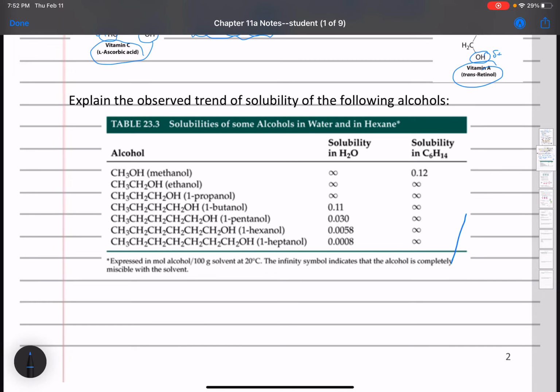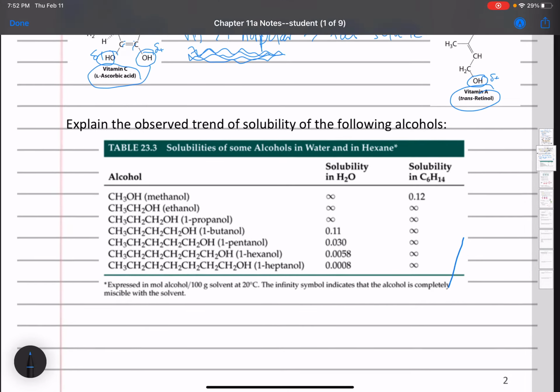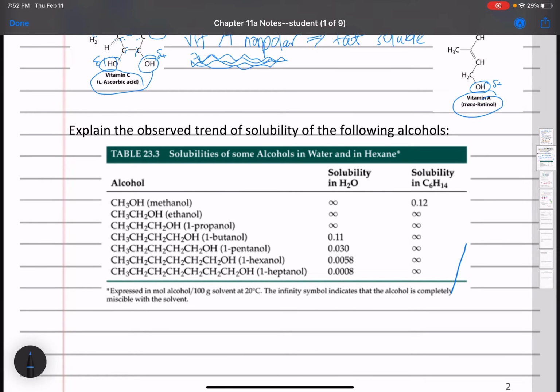I digress. Another concept check: we're going to look at this table here, and we're going to explain the trend of solubility in the following alcohols. As we go down this table, we're just adding a longer and longer chain of carbons and hydrogens. So we start with methanol, which has one carbon and then an OH group, and then ethanol, which has two carbons and then an OH group, and so on and so forth.